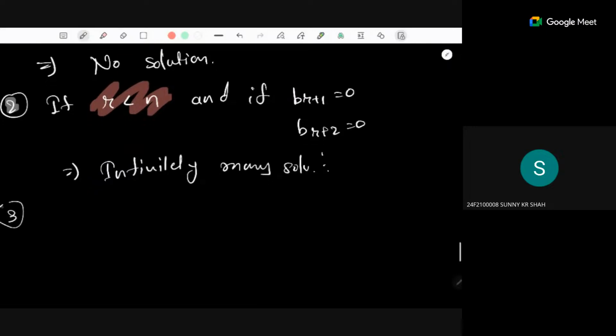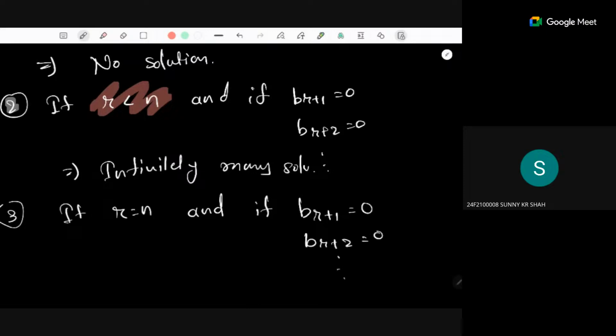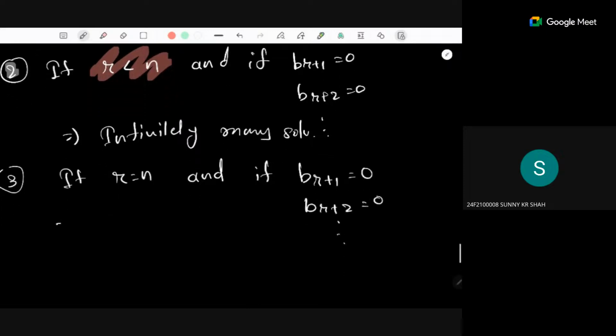The third case is, if the value of r is equal to n, so that means the number of non-zero rows is the same as the number of columns, and the constants related to 0 rows, that means b_(r+1), b_(r+2), and so on, all those constants are equal to 0. So then we have a unique solution.